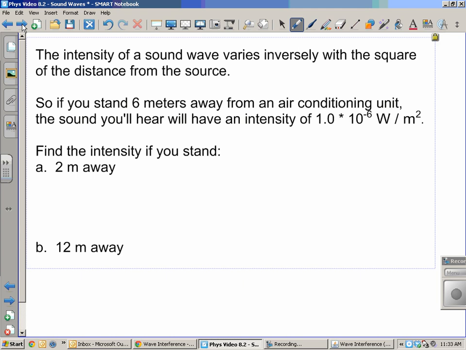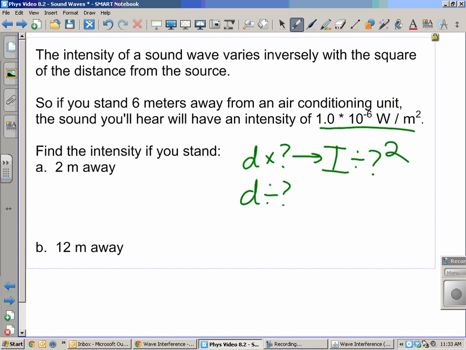So going back to that air conditioning unit, if you're 6 meters away from it, then the intensity is that, right? Now, it's an inverse square relationship. So what that means is if your distance gets multiplied by something, then your intensity, I, is going to get divided by the same number squared. Inverse square. If your distance gets divided, then your intensity gets multiplied.